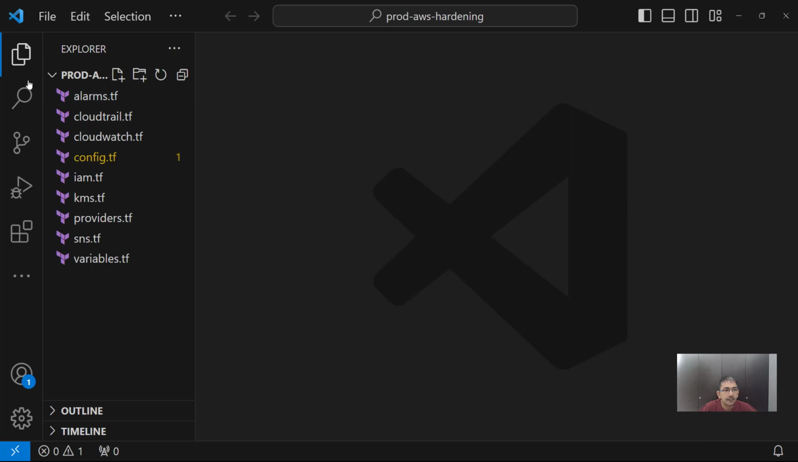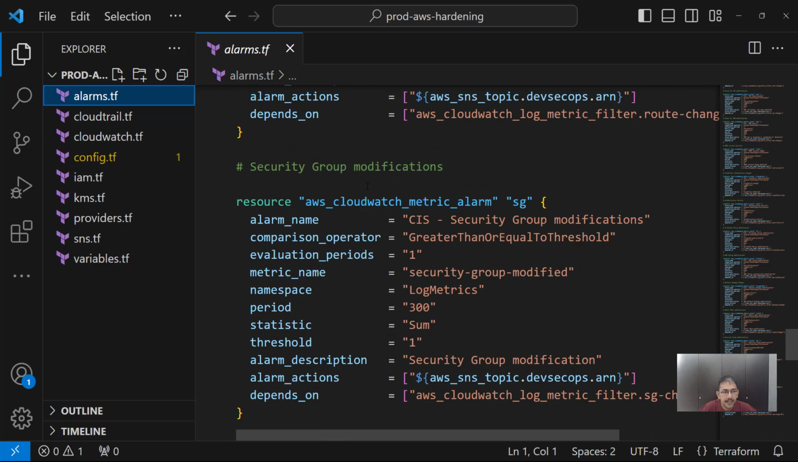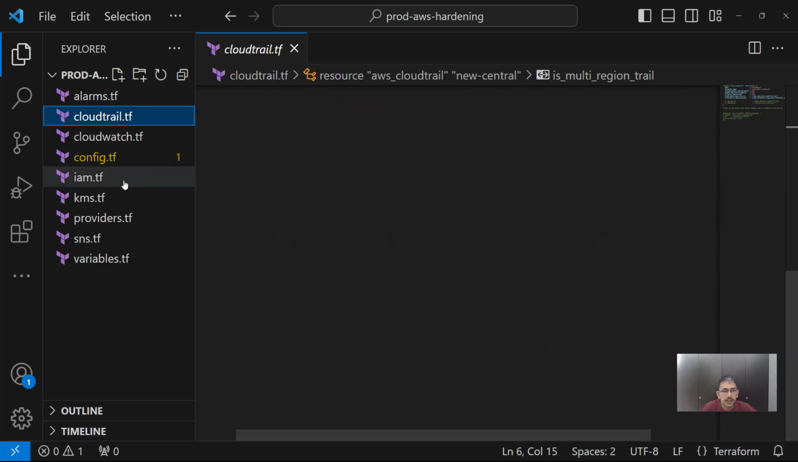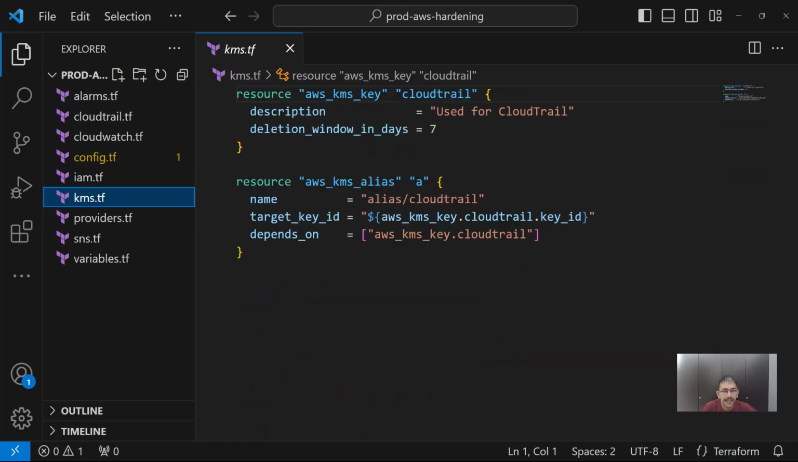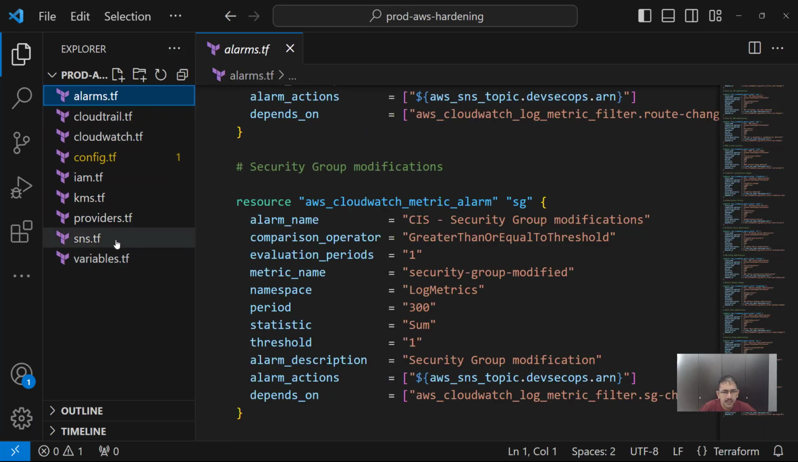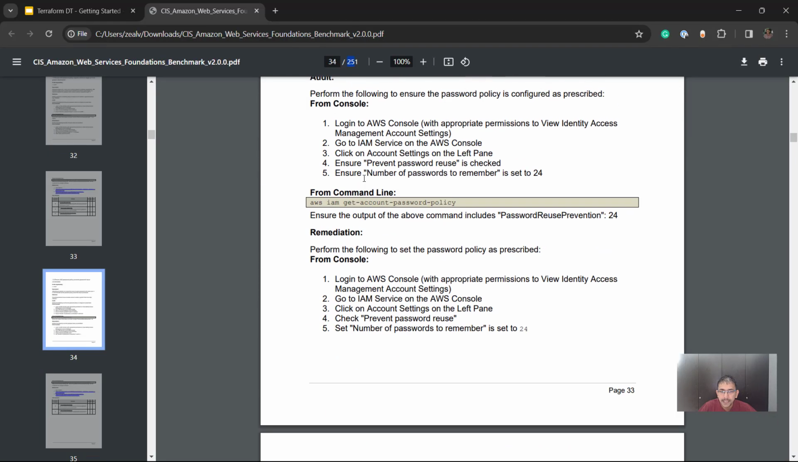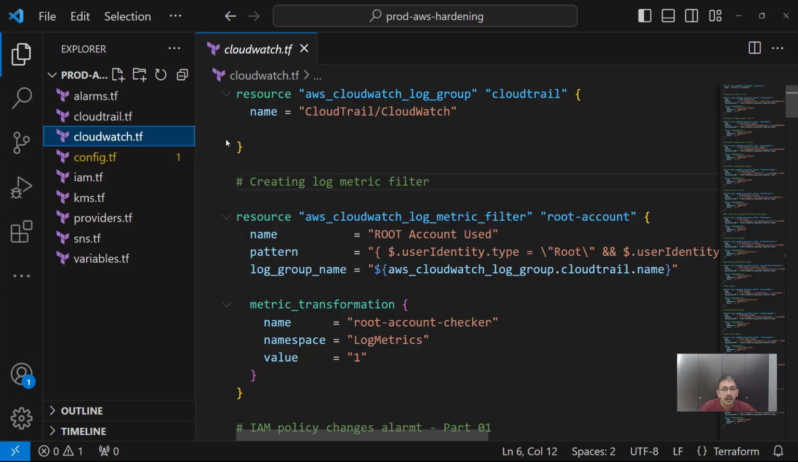Within here, I have a folder of AWS hardening, and you see there is a wide variety of rules that have been added here related to CloudWatch, CloudTrail, IAM, KMS, and various others. Again, these are some sample rules that I thought I would add as part of today's demo so that you understand what exactly Terraform tries to do. Based on the benchmarks that we had during that time, we converted all of the recommendations to Terraform code, and then we deployed the Terraform code to all of the AWS accounts that we had.